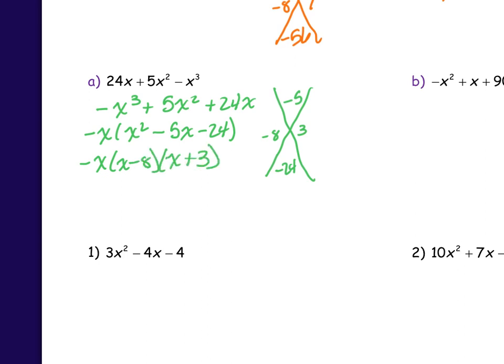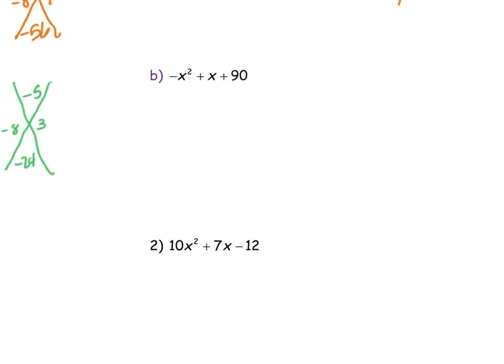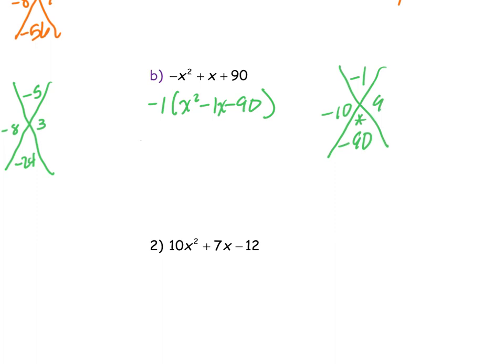Okay, so I hope you guys got those ones. Perfect. And then let's look at B. It's already in standard form. I just need to factor out a negative 1 and the x, so I've got x squared minus x minus 90. Let's not forget our x's. I need numbers that multiply to be negative 90 and add to be negative 1. So maybe negative 10 and 9. x minus 10, x plus 9.